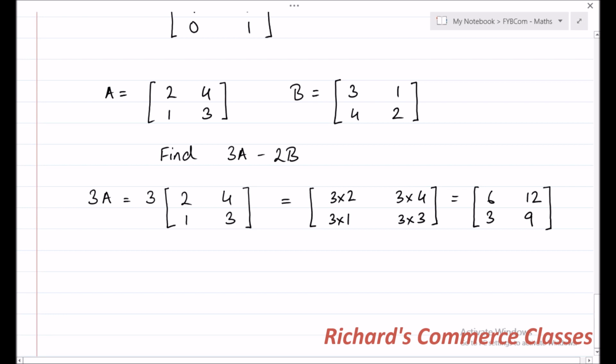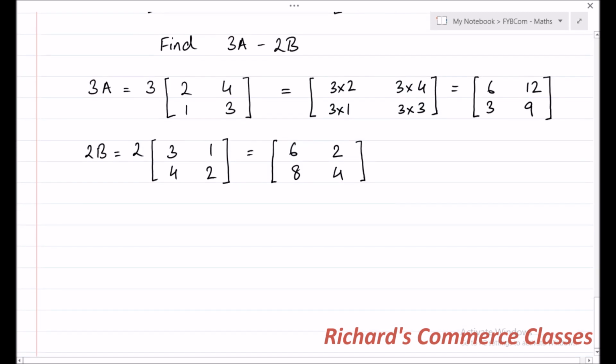Let's find out what is 2B. It will be 2 into the whole matrix B, that is 3, 1, 4, 2, which is equal to 2 into 3 is 6, 2 into 1 is 2, 2 4s are 8, and 2 2s are 4. This is 2B. Now you have 3A and 2B. Let's find out 3A minus 2B.